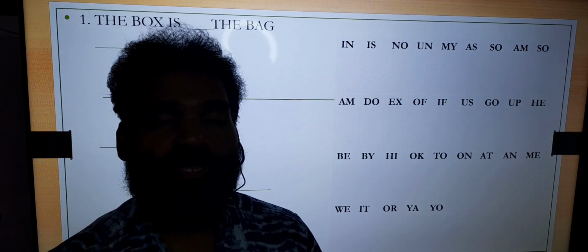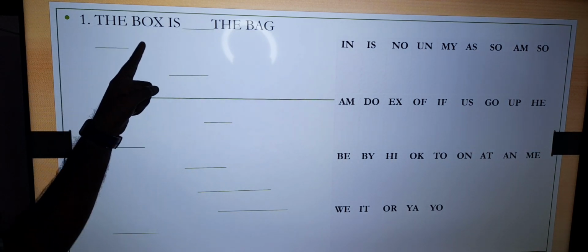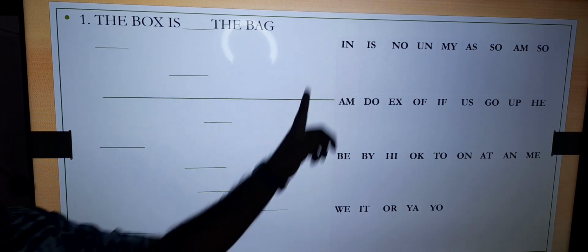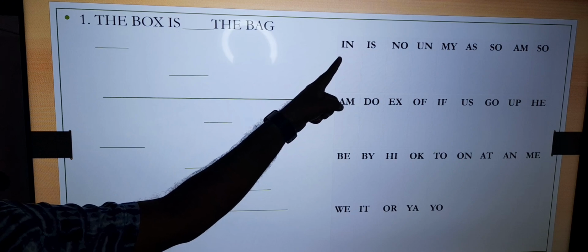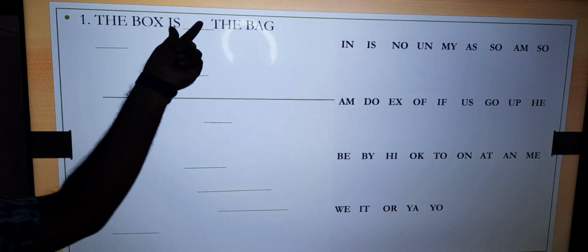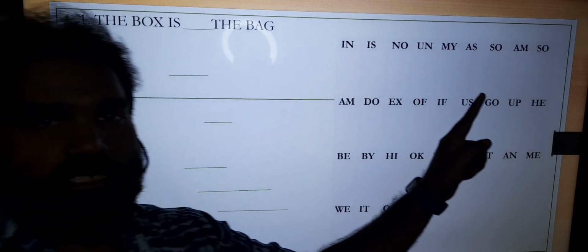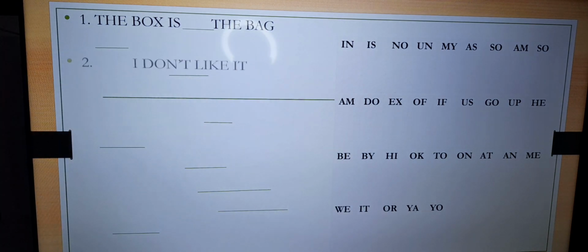The short form of inside is obviously "in". So the box, where is it going to be? It's going to be in the bag. So you can see from the two-lettered cluster words, the first option "in" is given. So this "in" can be fit here. So the box is in the bag. This is how we make use of those two-lettered words. Now let's look at the next one.